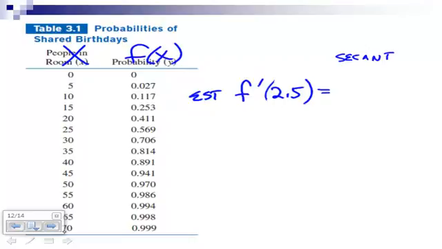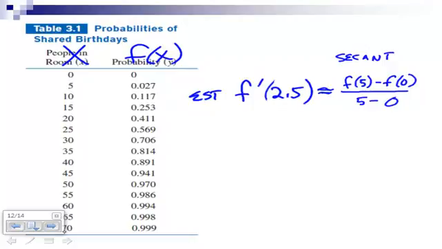And I might write it down this way: this slope is approximately f of 5 minus f of 0 divided by 5 minus 0. That's y2 minus y1 over x2 minus x1. Okay?